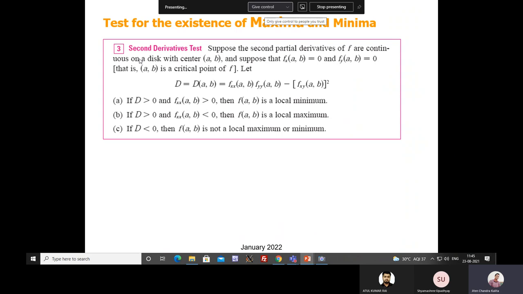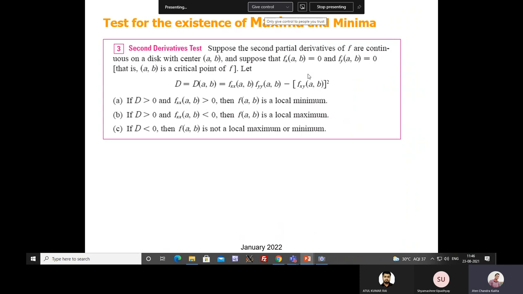Okay. And suppose, this statement is very, very important. You will see why it is important. The second order partial derivatives of f are continuous. So that means fxx, fxy, or fyx, if we assume that Clairaut's theorem is satisfied there, and fyy at that point are continuous. And again, it says suppose the first order partial derivatives of f with respect to x and y at that point vanish.